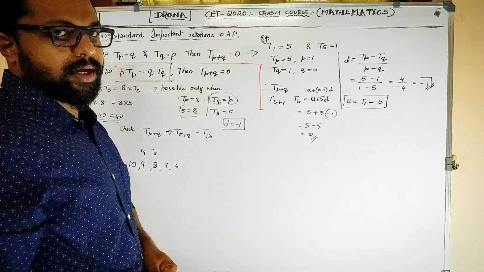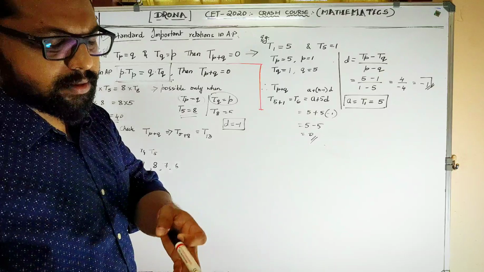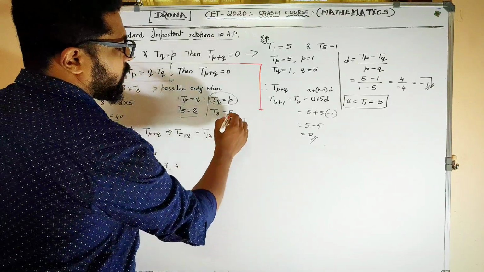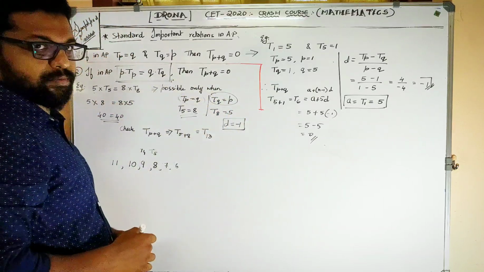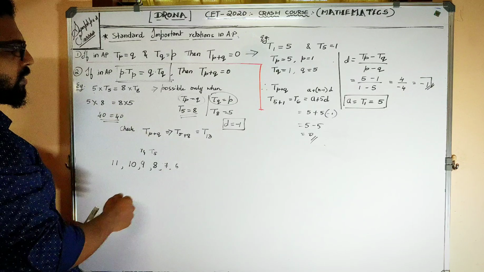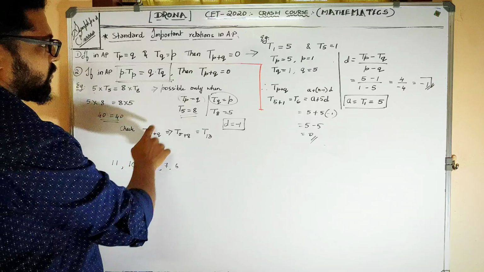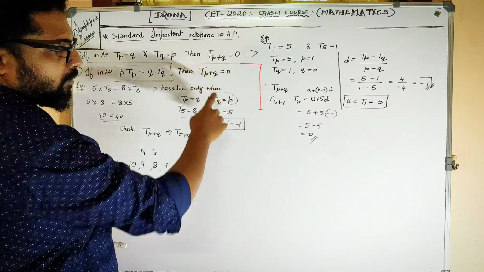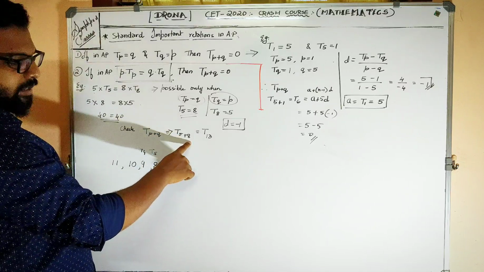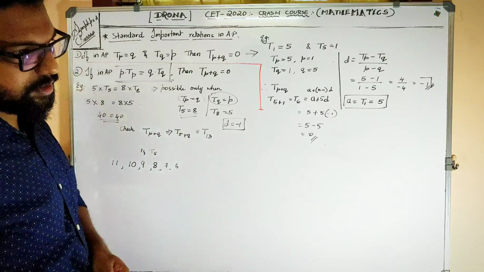Remember this, okay? If the position of the number and the number itself are the mirror image of each other, then the common difference is always equal to minus 1. So when I get the common difference as minus 1, you can check in this one. What they are expecting me to find out is Tp plus q. Check whether this particular formula holds good or not. p plus q is nothing but 5 plus 8, that is T13. So I need to check whether the 13th term is 0 or not.